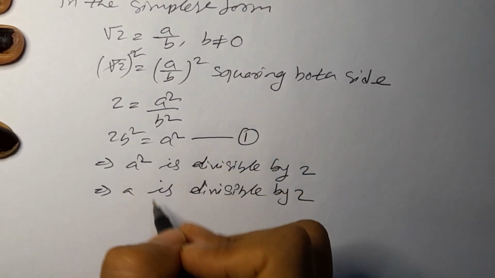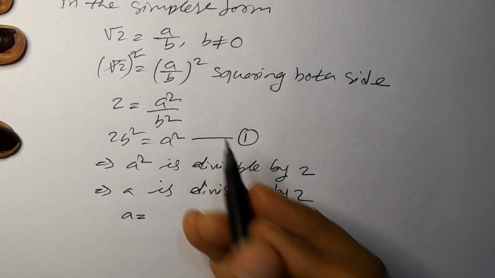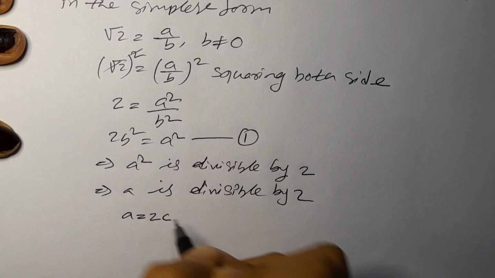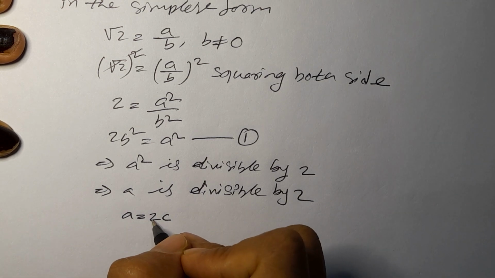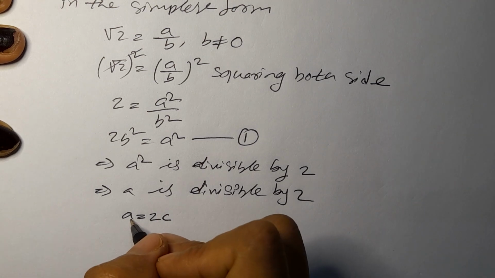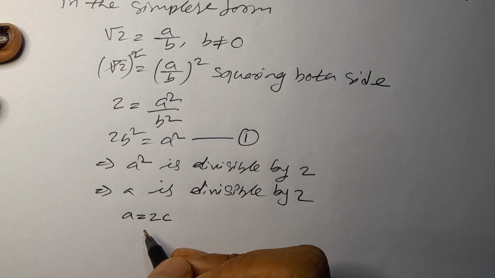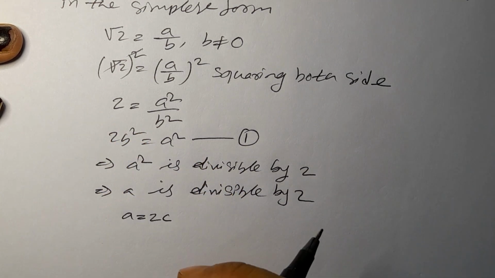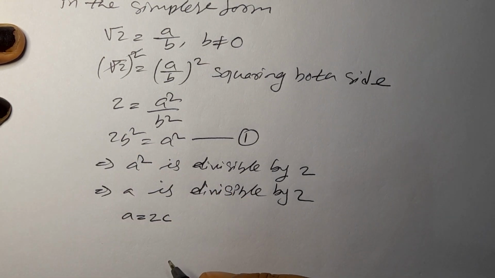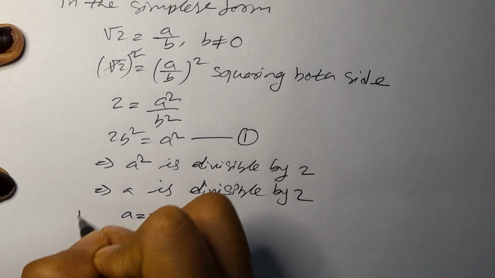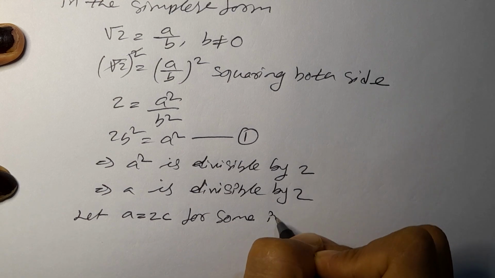Now a equals, because we are going to prove root 2, you will take a equal to 2c. If we are going to prove root 5, you will take a equal to 5c. If it is root 3, you will take a equal to 3c. Only that is the difference. The rest is the same, only instead of 2, if it is root 3 it will be all 3, and if it is root 5, all will be 5.